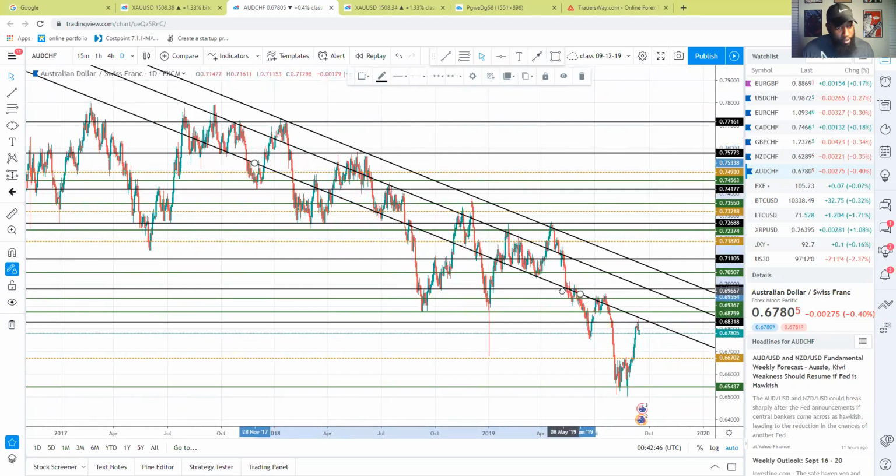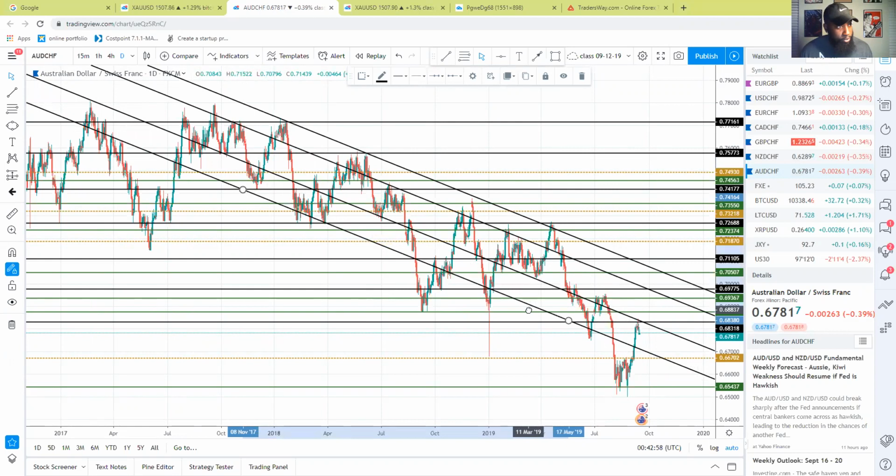Control, and drag this bad boy over. Same thing here. Look at that. Look how almost perfect that is. Even where price is at right now, look how price rejected that trend line. It just happens over and over and over.